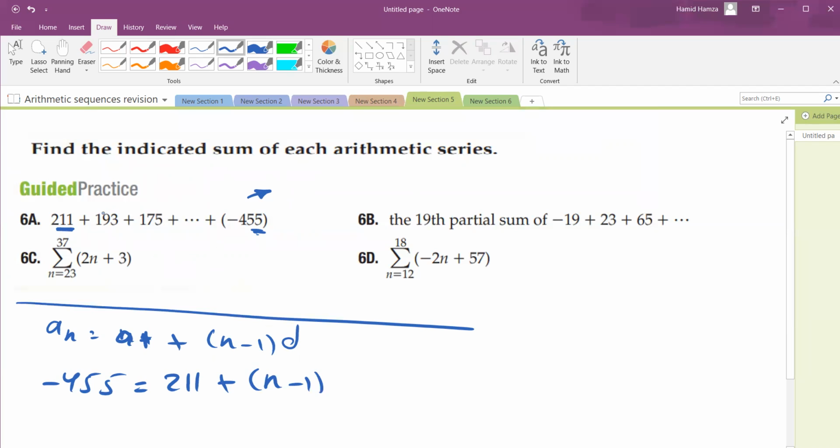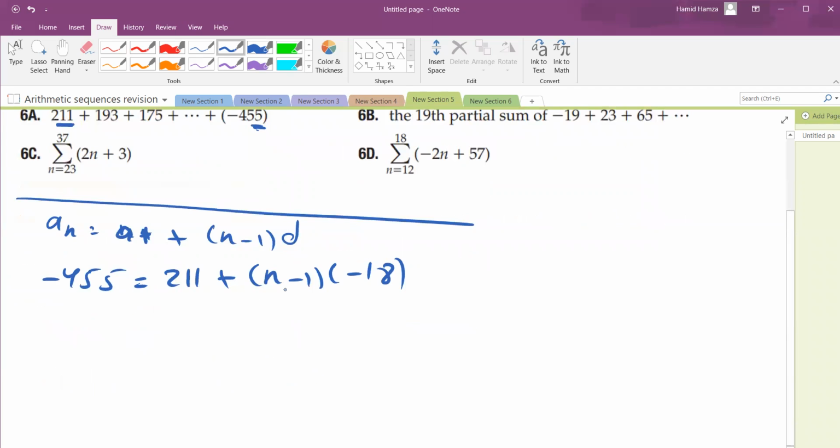D is the common difference. I can find it easily by subtracting 193 minus 211. So it will be negative 18. Expand the bracket, solve the equation, and you will find n.